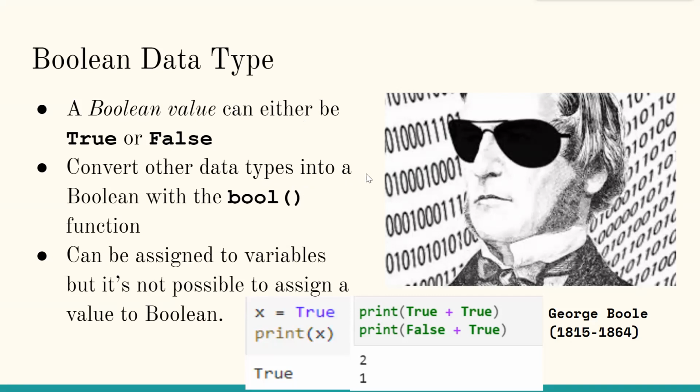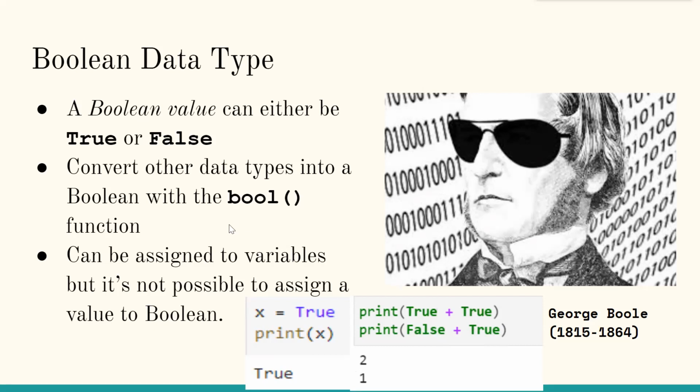1 represents true and 0 represents false, as read by the computer. As you can see in the examples here, if we want to print the Boolean value true plus true, the output will be 2, because true here stands for 1. And if we want to print the Boolean value false plus true, the output this time will be 1, because false stands for 0.